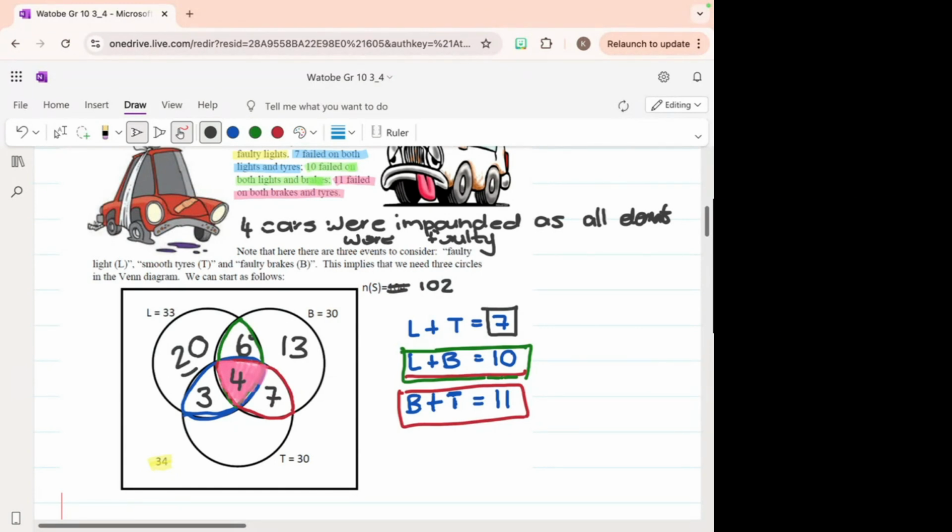Right, last one. 3 plus 4 is 7. Plus another 7 is 14. 30 minus 14 gives me 16. Is my Venn diagram now complete? Yes, my Venn diagram is now complete.